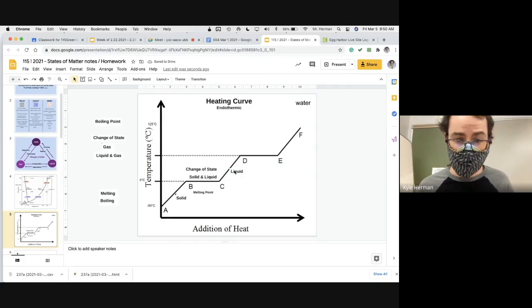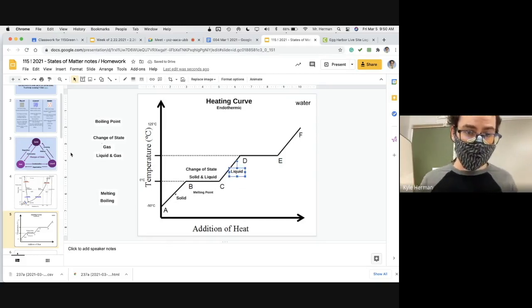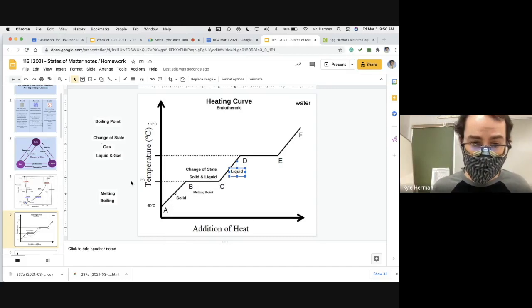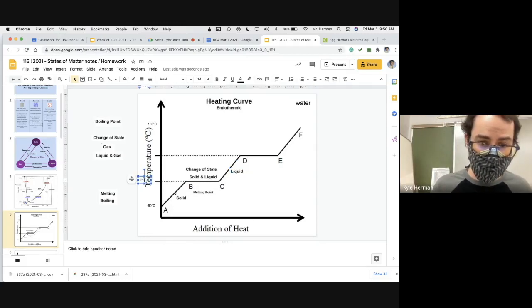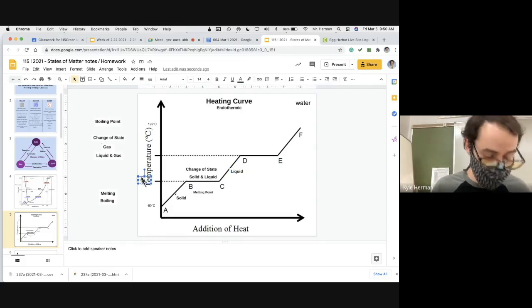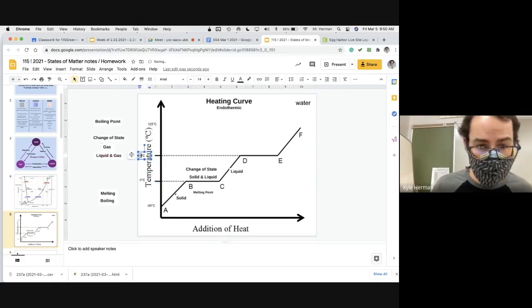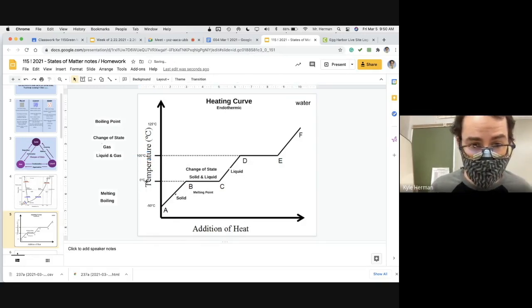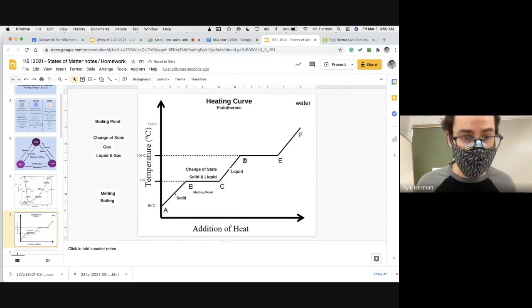All right, so now we have liquid, temperature's going up, everything's great, nothing interesting here. We go from 0 up to 100, right? Because 100 is the boiling point for water. So let's add that in here. All right, so now we have 100 degrees Celsius. All right, we're at 100. This is D. This is now the boiling point.